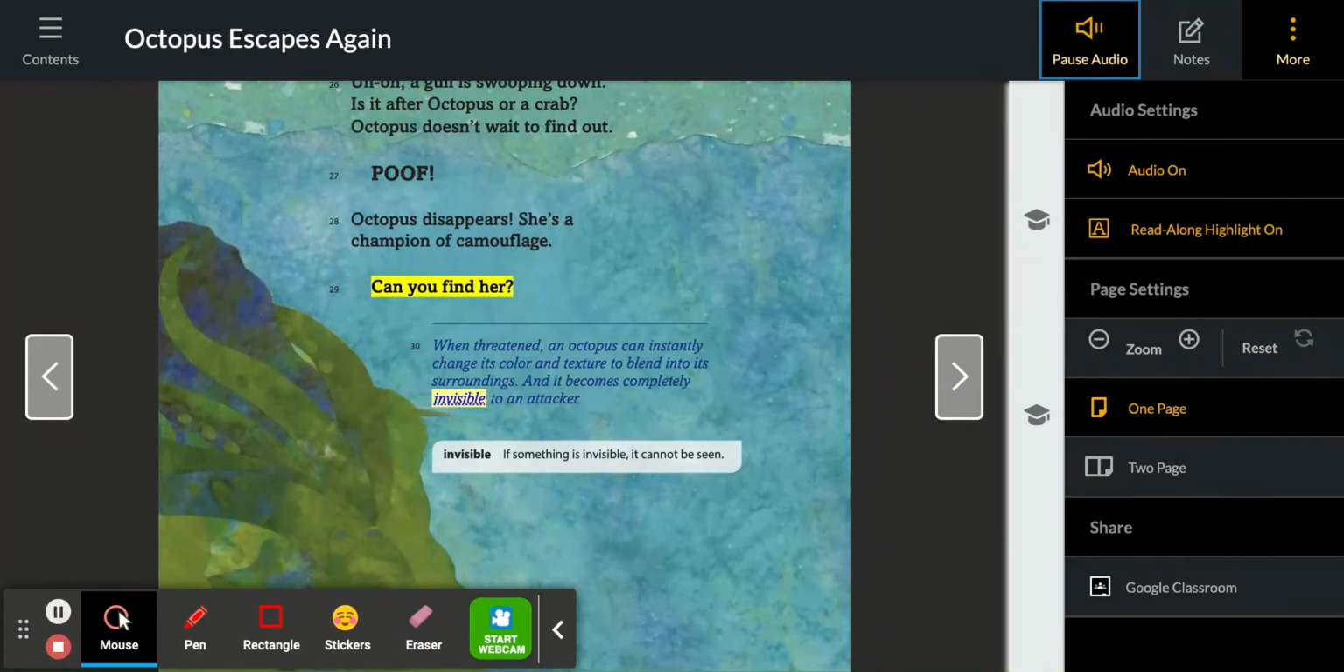She's a champion of camouflage. Can you find her? When threatened, an octopus can instantly change its color and texture to blend into its surroundings, and it becomes completely invisible to an attacker.